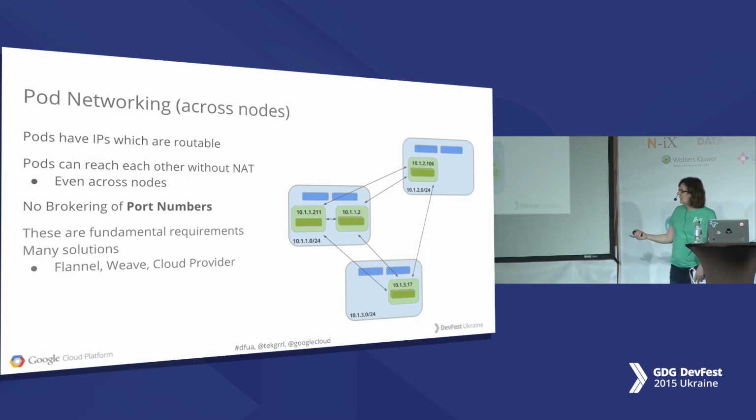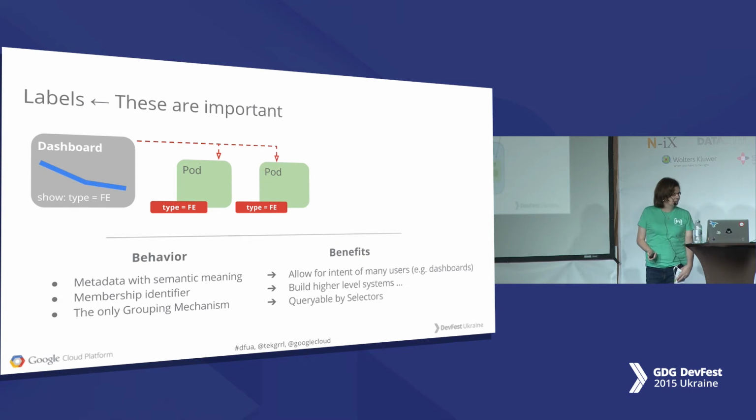Ultimately, if you want to do this on something other than Google Container Engine, Google Cloud Platform, you'll probably need some network overlay, something like Flannel or Weave or some other cloud provider. I think Amazon also provide it as well.